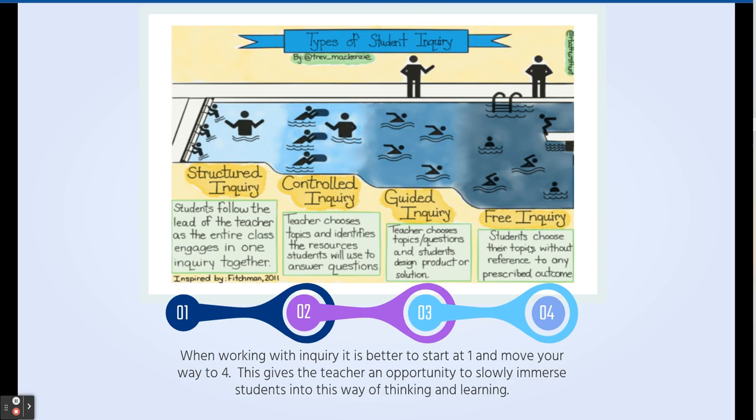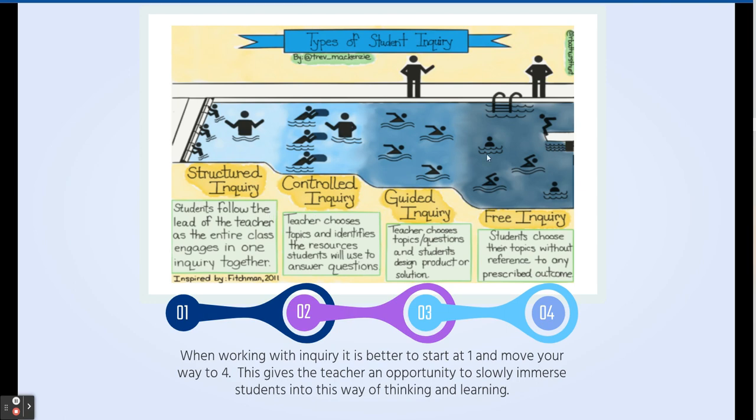But I will say this: I have used all 4 of these different types of inquiry, and one year I didn't scaffold it as well as I should have. I skipped straight from structured and controlled inquiry, just did it once or twice, and went right into free inquiry. I did a genius hour. And my students struggled so hard with this that we actually had to pause and go back and practice some of these other 3 first.